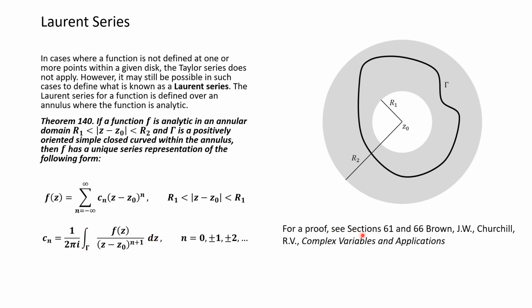For proof of this, I would refer the reader to Brown and Churchill. They prove the theorem in section 61, and then I believe uniqueness is proven in a separate section 66. Now it turns out that you don't normally need to use this complicated formula to find the Laurent series. I'll show you in the next several examples how that happens.